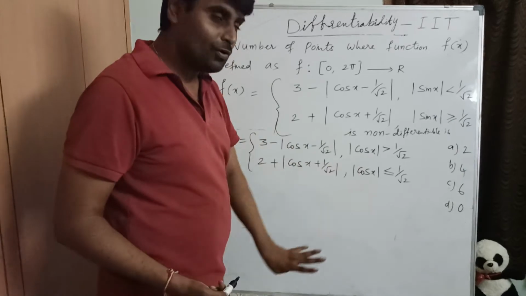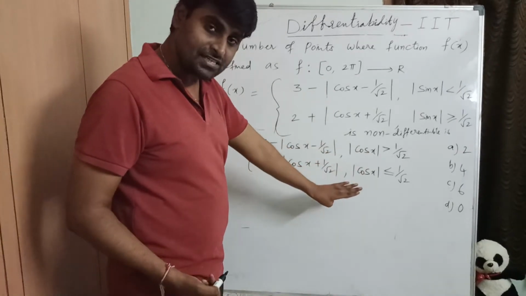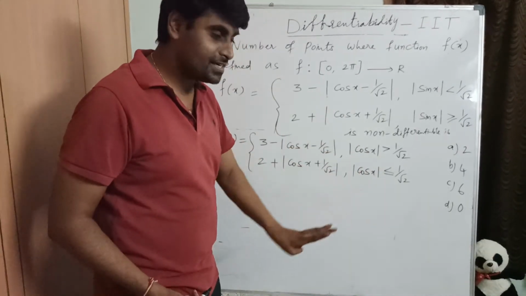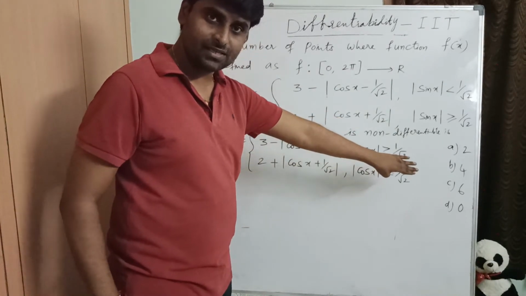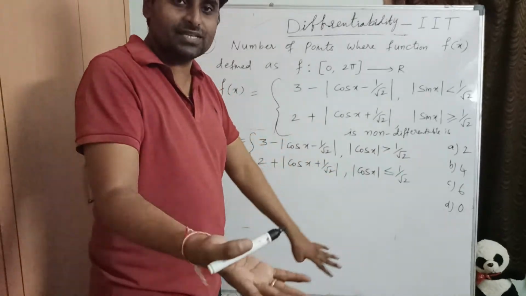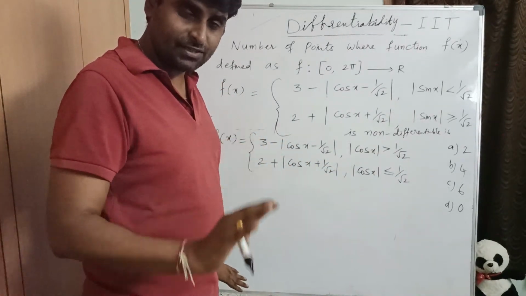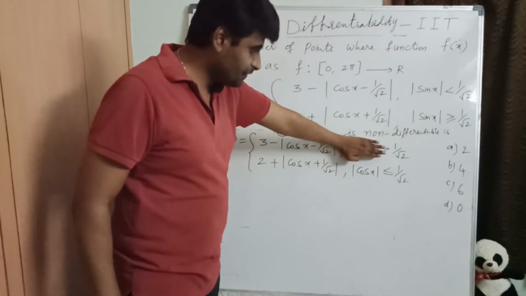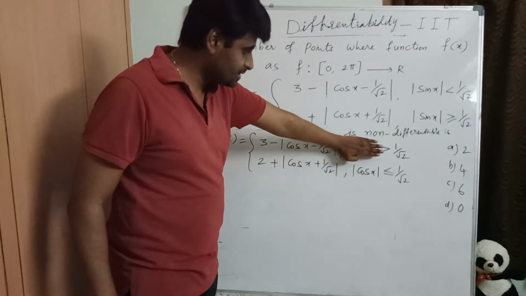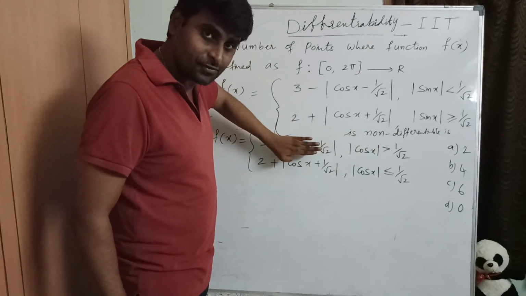So where are you going to check whether this function is differentiable or not? Modulus of cos x equal to 1 by 2, like x greater than something, x less than something. So x equals something you are going to check. At x equals something, you are going to check whether it is differentiable or not. Here also, in place of x, what do you have? Modulus of cos x. The function is also in terms of modulus of cos x, correct?